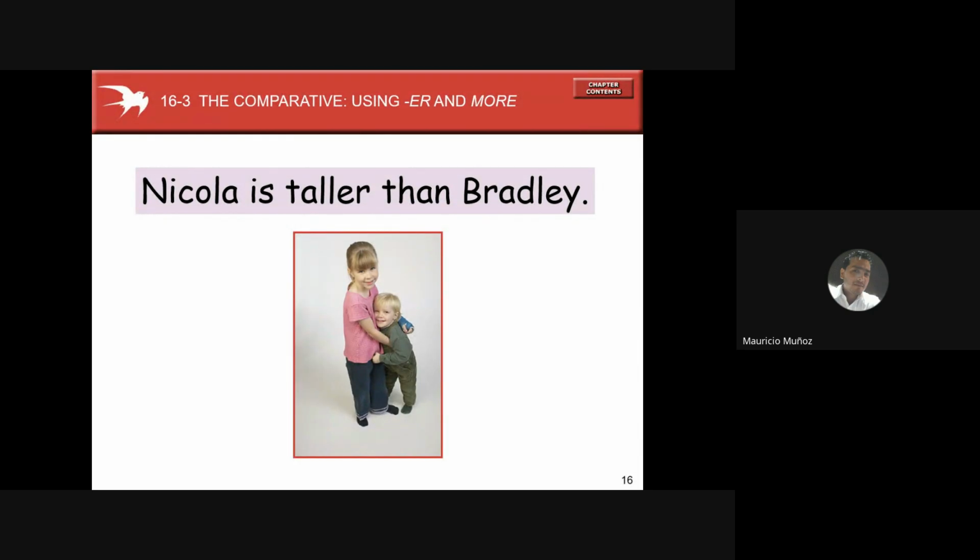So I'm going to explain once again the comparative form. If you have any question, please let me know. Okay, so once again, we have the same adjective. It's the adjective tall. Look at the picture. I think they are siblings, a girl and a little boy. I think the girl is 6 years old, and her brother is probably 3 years old. So we can say Nicola is taller than Bradley. Bradley is a name. As you can see in the picture, Nicola is a girl, so she's taller than her brother.